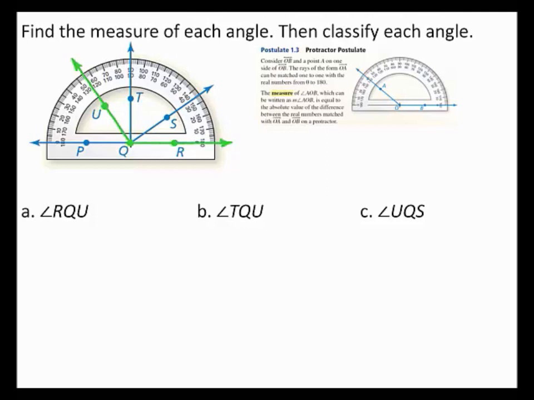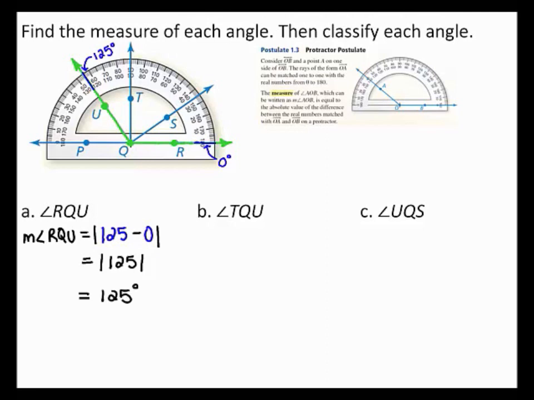In Part A, to find the measure of angle RQU, first locate angle RQU on the diagram. Now, ray QR lines up with 0 degrees on the inner scale of the protractor, and ray QU lines up with 125 degrees on the inner scale of the protractor. So, by the protractor postulate, the measure of angle RQU is equal to the absolute value of 125 minus 0. When you simplify, 125 minus 0 gives you 125, and the absolute value of 125 is 125. So, the measure of angle RQU is 125 degrees.